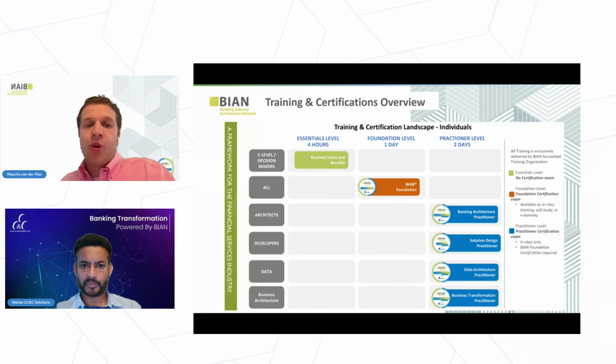That's more of a workshop than really a course. There's no certification attached to that one. And that course, again, the name says it, is really for C-level or decision makers. It doesn't go so much into the theory of BIAN, but more what the benefits are and why C-level or management should get involved with BIAN or benefit from it. So that's not really part of the learning journey for professionals that work with BIAN. It's more to get your stakeholders to endorse and work with BIAN.